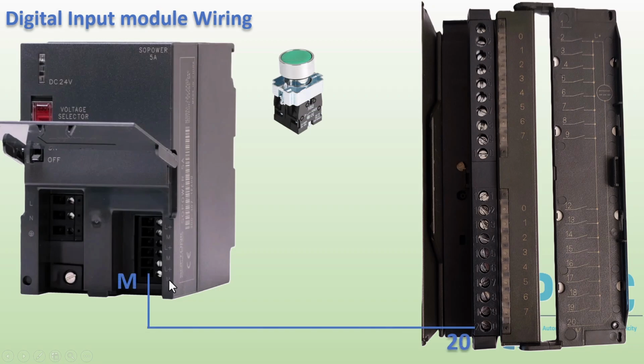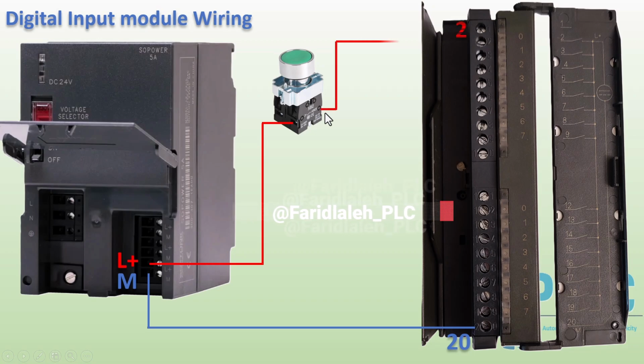2. Connect the +L+ terminal of the power supply to one side of the input device, such as a push button, limit switch, or sensor. 3. Connect the other side of the input device to one of the input terminals, terminals 2 to 9, or terminals 12 to 19. When the input device is activated, for example, a push button is pressed, the corresponding input receives a 24-volt signal, changing its state to logic high 1 in the PLC program.